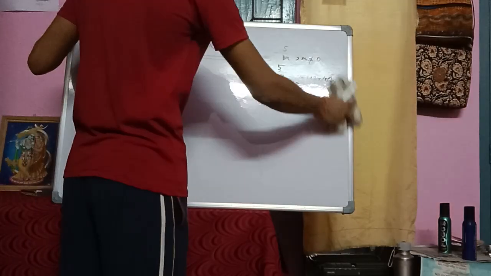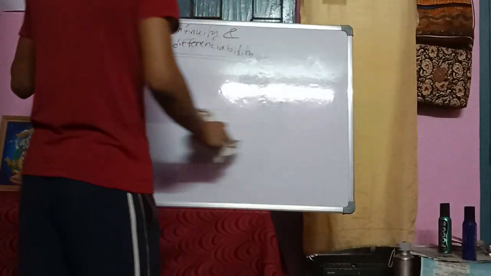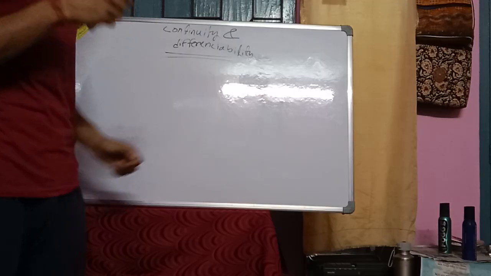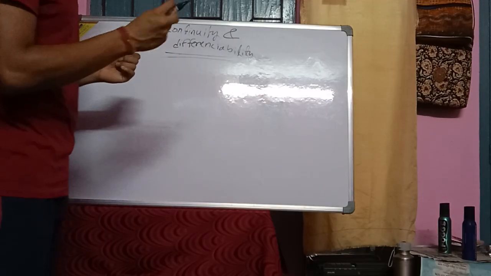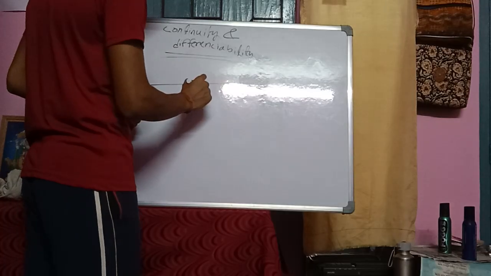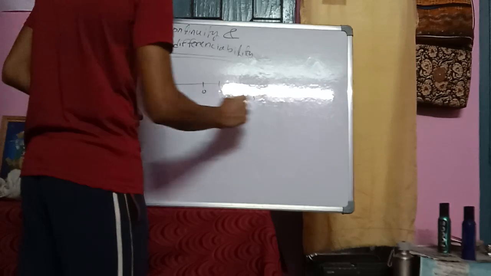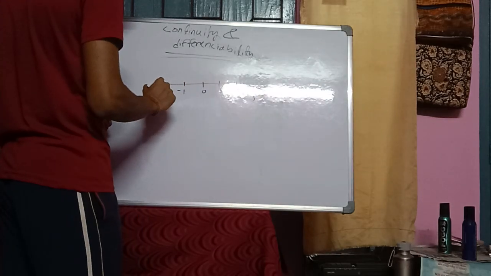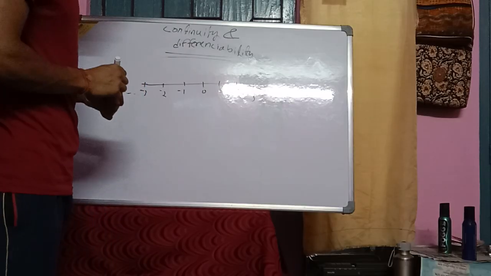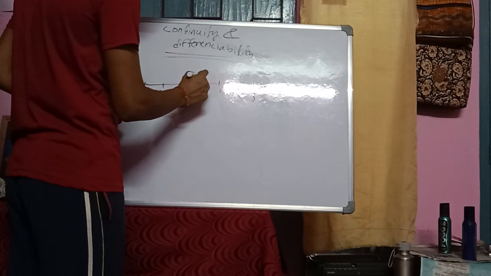Okay, now let's talk about right hand limits and left hand limits. Basically, right hand limit means we are approaching a limiting value from the right side of the number line. This is the number line: 0, 1, 2, 3, dot dot dot. On this side, -1, -2, -3, dot dot dot. Let's say we have been asked to approach this value 0, this point 0.